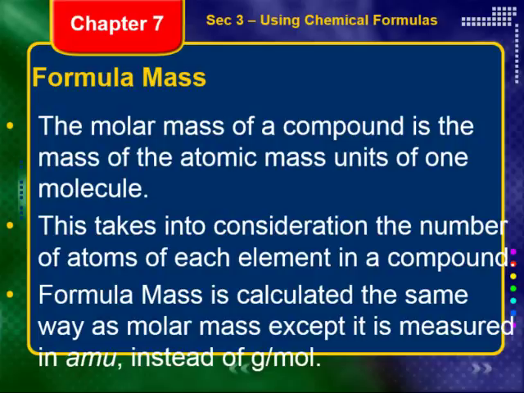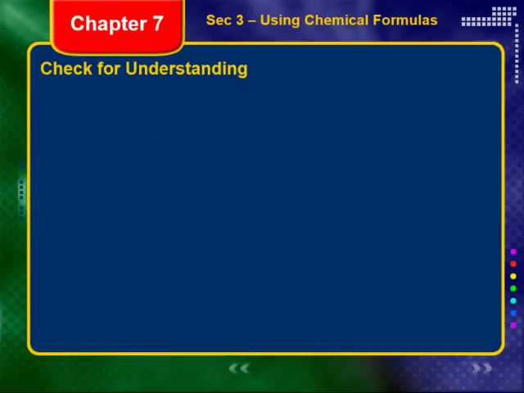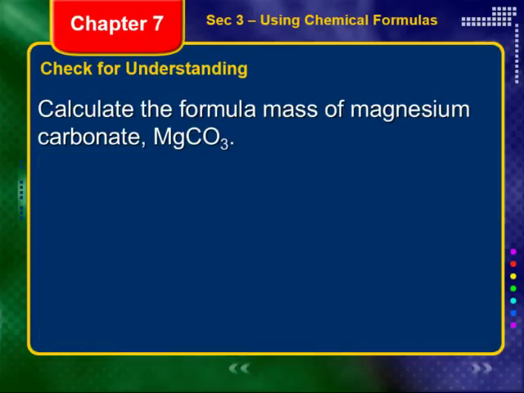Formula mass, however, is calculated the exact same way as molar mass, except it's measured in AMU, atomic mass units, instead of grams per mole. So numerically, they are the exact same. However, formula mass is measured in AMU, and molar mass is measured in grams per mole. Molar mass is on a much larger scale, much more useful for everyday chemical things. AMU, the formula mass, is incredibly small, not all that useful in everyday life.